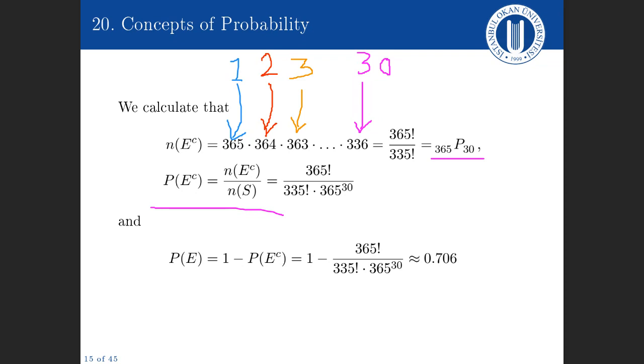We don't want that. We don't want the probability that all the students have different birthdays. We want the probability that at least 2 of the students have the same birthday. So we can do 1 minus this number. And after we do this calculation, we find 0.706, or approximately 70%. If you're in a class of 30 students, the probability that at least 2 students have the same birthday is approximately 70%.